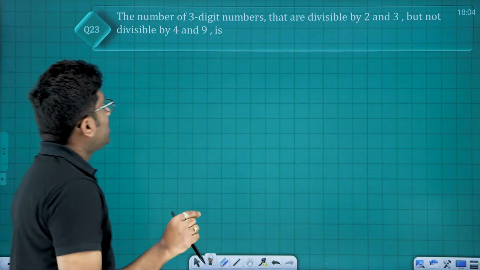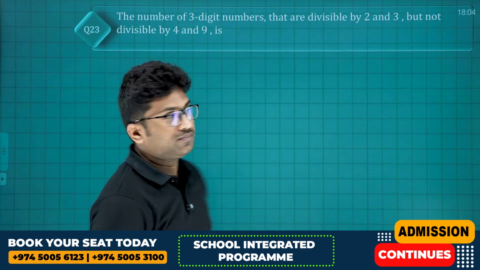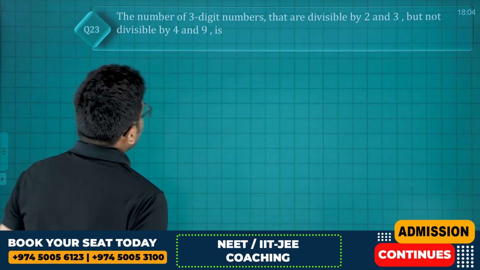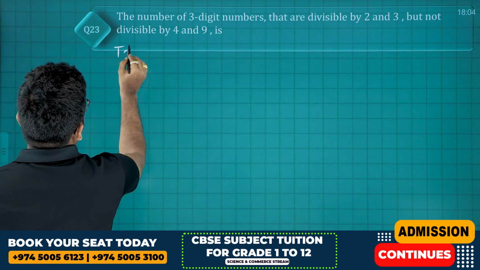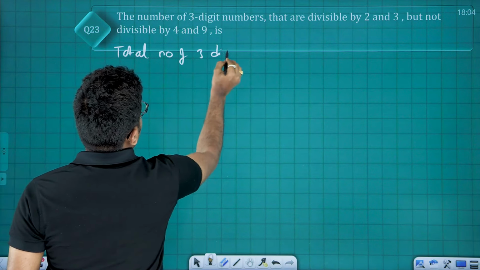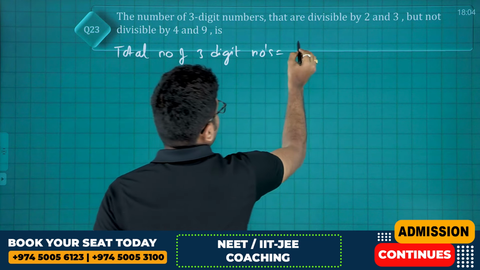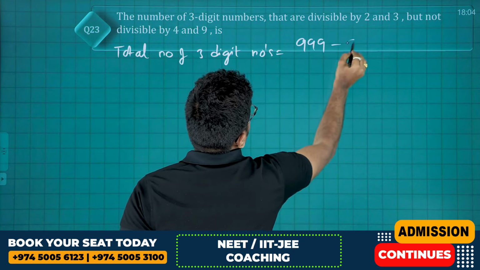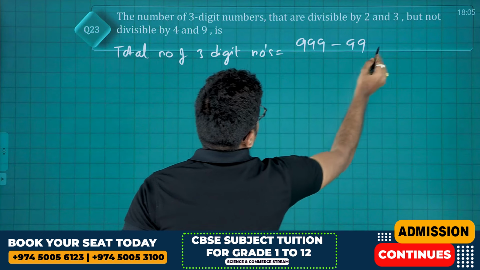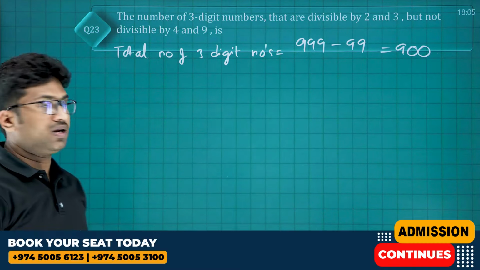The number of 3-digit numbers that are divisible by 2 and 3 but not divisible by 4 and 9. Okay. First, the total number of 3-digit numbers. The total number of 3-digit numbers that we have is 999 minus 99, which is equal to 900 3-digit numbers, starting from 100 to 999.